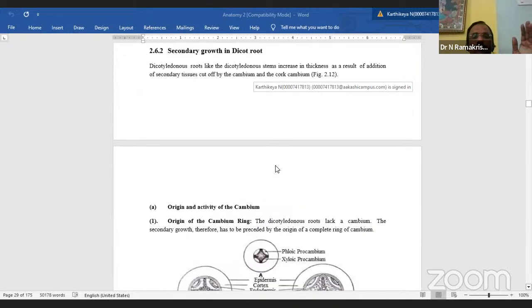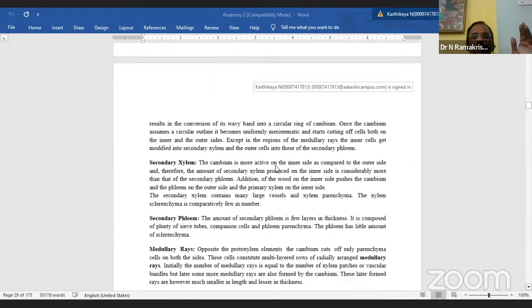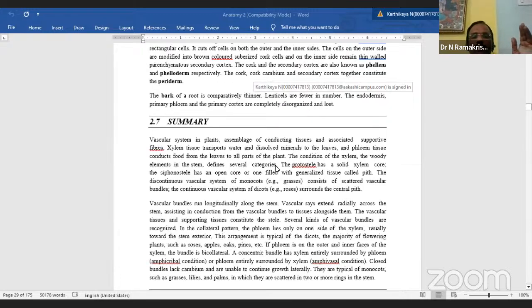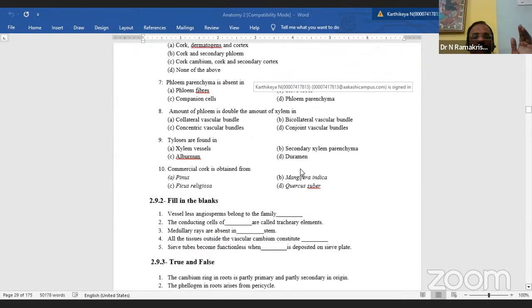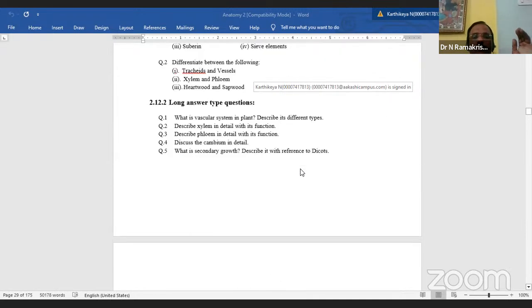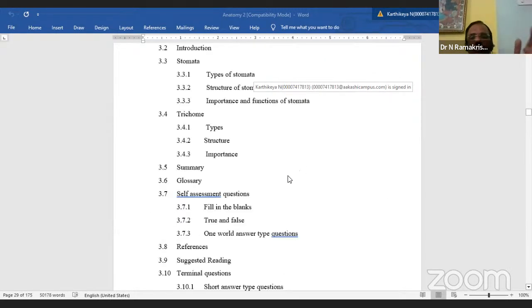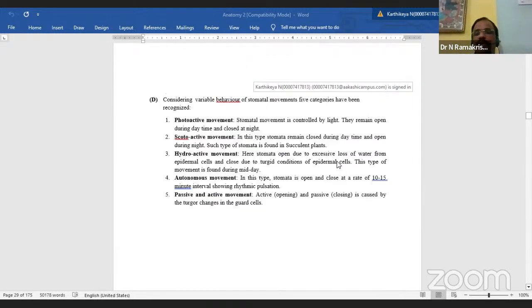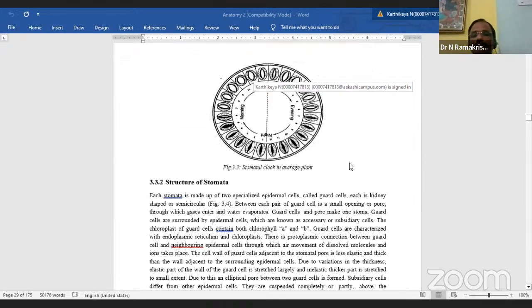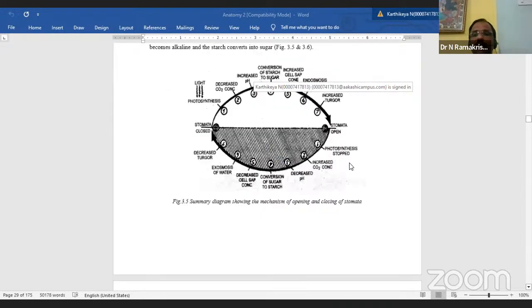secondary growth. Do you know what is the meaning of secondary growth? Please tell me, or anybody, what is the meaning of it? Stomata, trichomes you have already completed. What is the meaning of secondary growth? Secondary development.